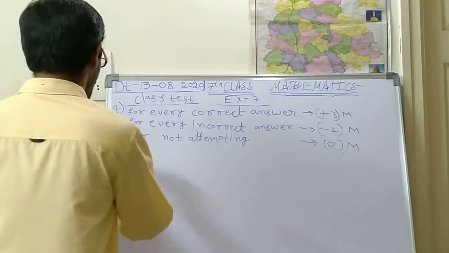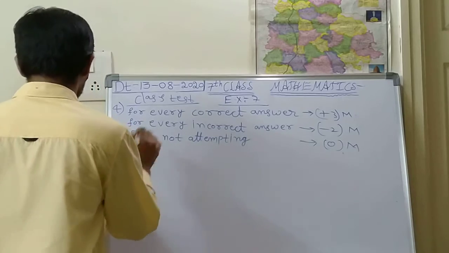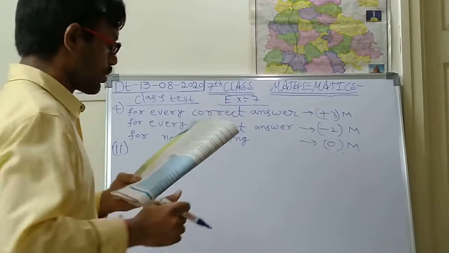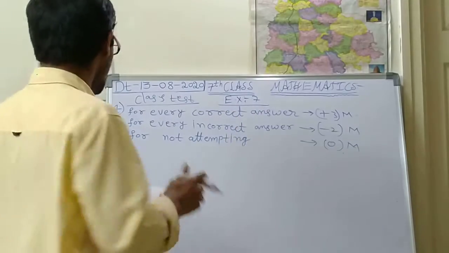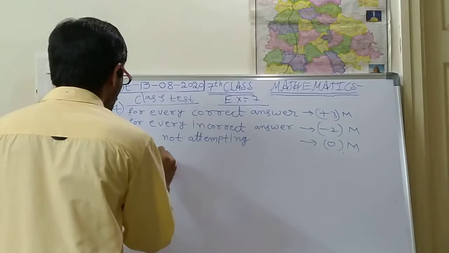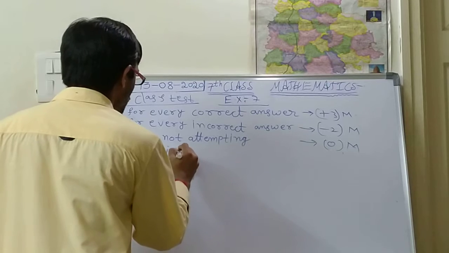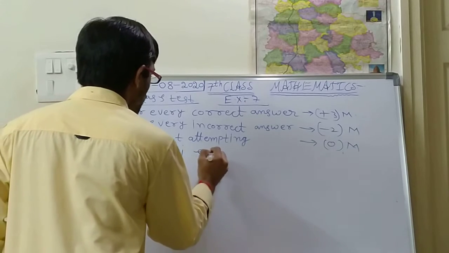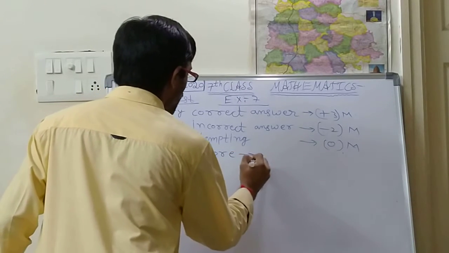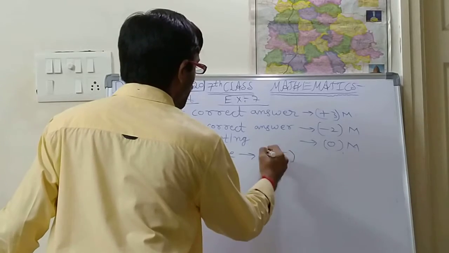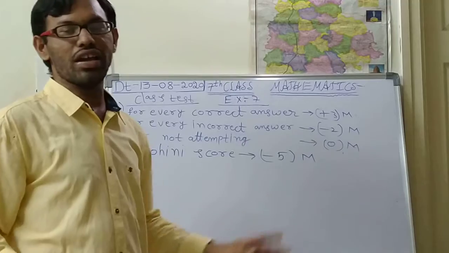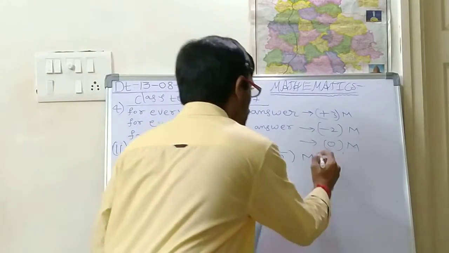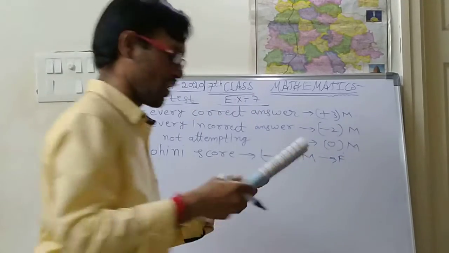So here the second student is Mohini. Mohini scores minus 5 marks in this test. So what is her score? Mohini's score is minus 5 marks. She got only minus 5 marks. So the final score is minus 5 marks.